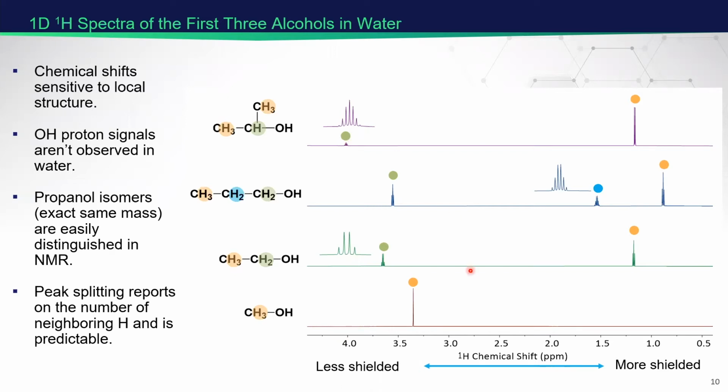As you can see now, as we move up to more complicated molecules, the features you have to identify a molecule become more. We go from a single peak to not just two peaks and two chemical shifts, but also this splitting, this fine structure. And as you can see, isopropanol and propanol, their isomers, have the exact same mass, yet in NMR, their spectra are quite easy to tell apart.